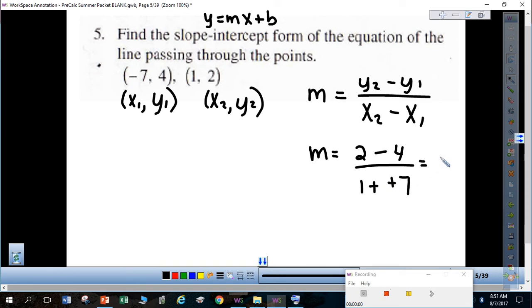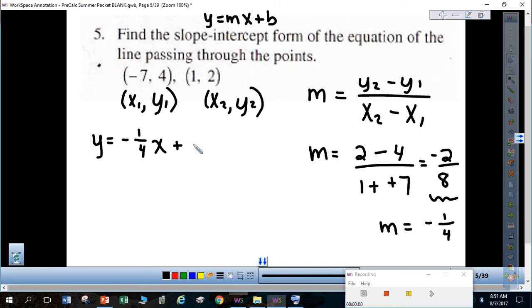So altogether, 2 minus 4 for our numerator, 1 plus 7 for our denominator. Our slope is negative 1/4. Okay, so finding the slope-intercept form. Here's what we know so far. We know that our slope is negative 1/4, so I'm going to put that in the formula in place of m, but we still need to figure out what the y-intercept is.